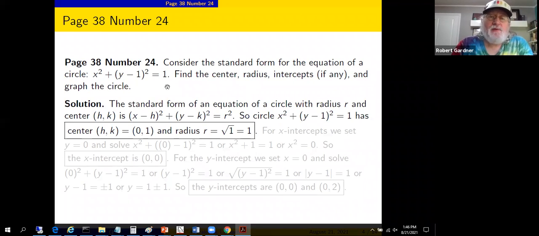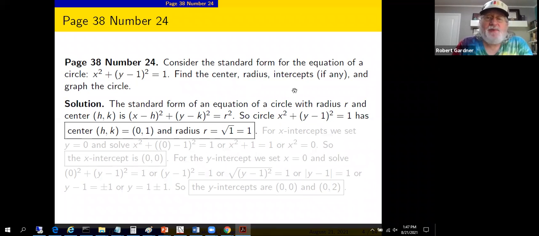The radius: this must be the radius squared. So we have r squared equals 1. So r itself is the square root of 1, also 1, of course. So the radius is 1. If we're going to graph it, this is the information we're likely to use. We'll go to the point (0, 1) and go 1 unit up and down, left and right from that to find extreme points on the circle and then sketch it based on that.